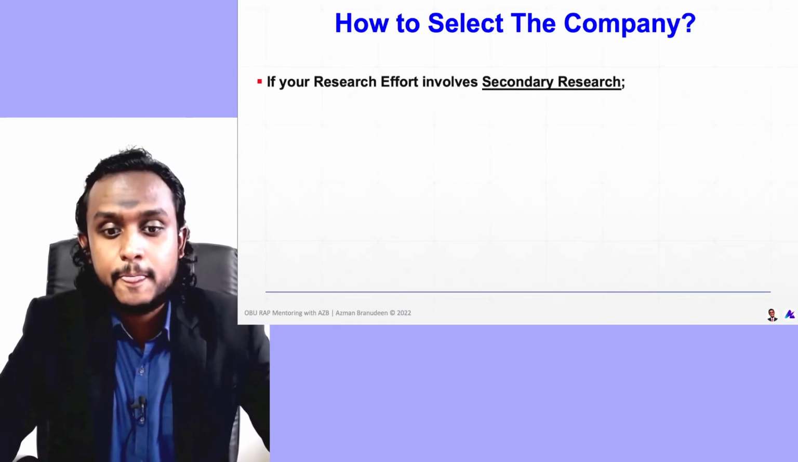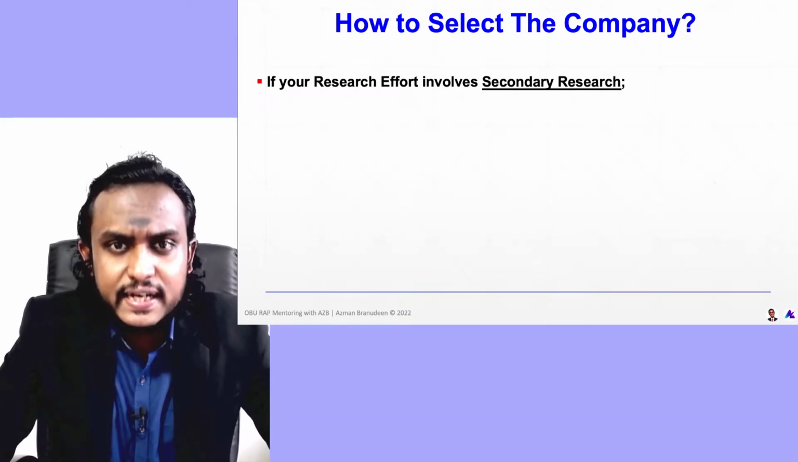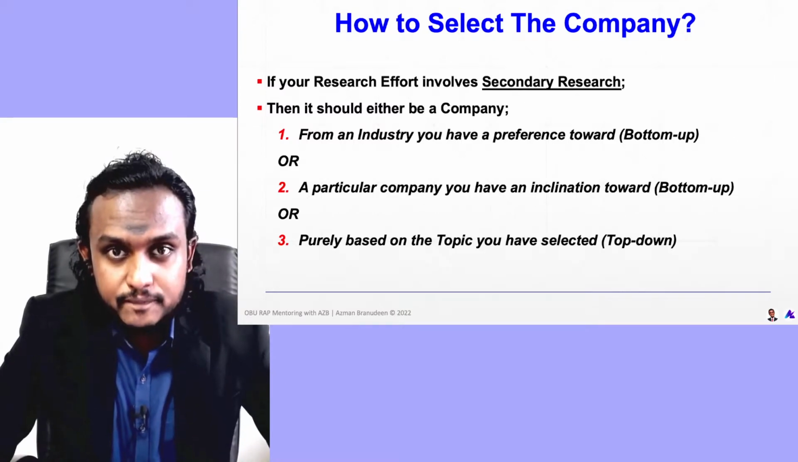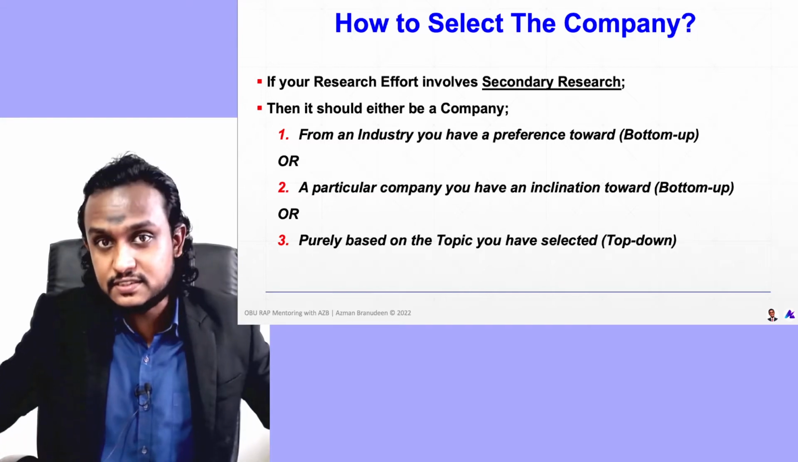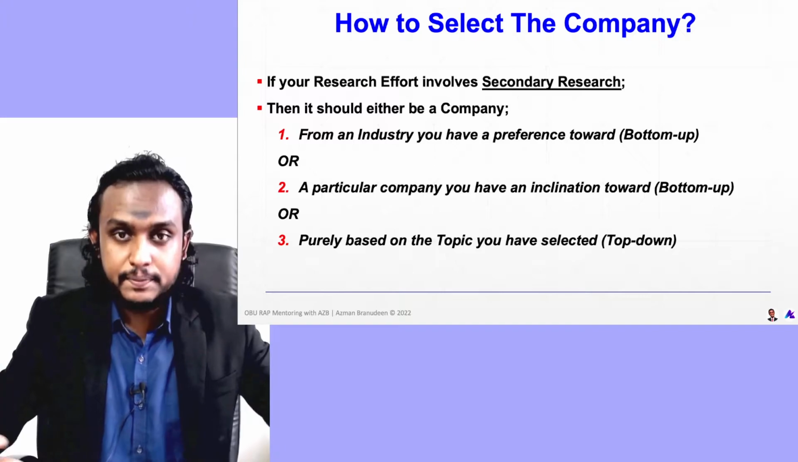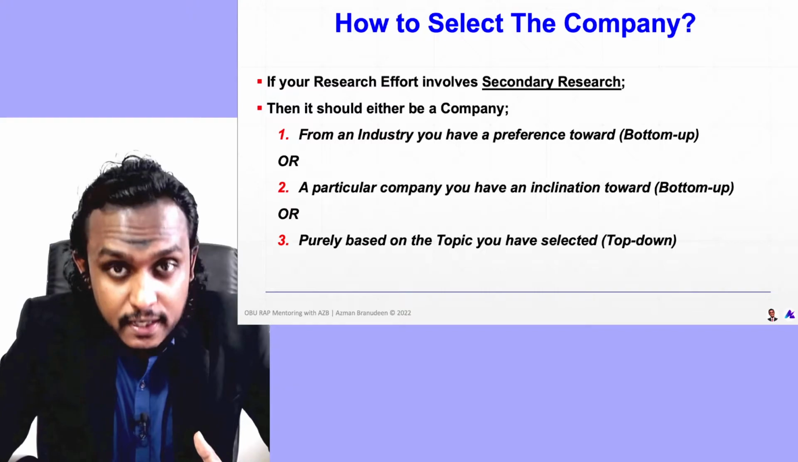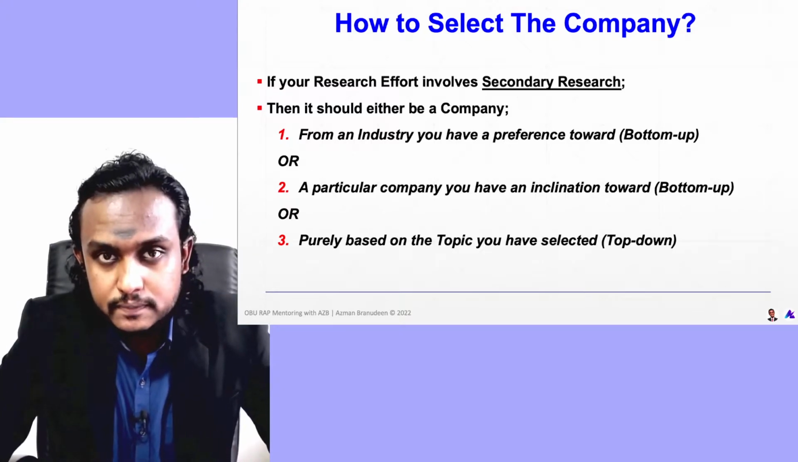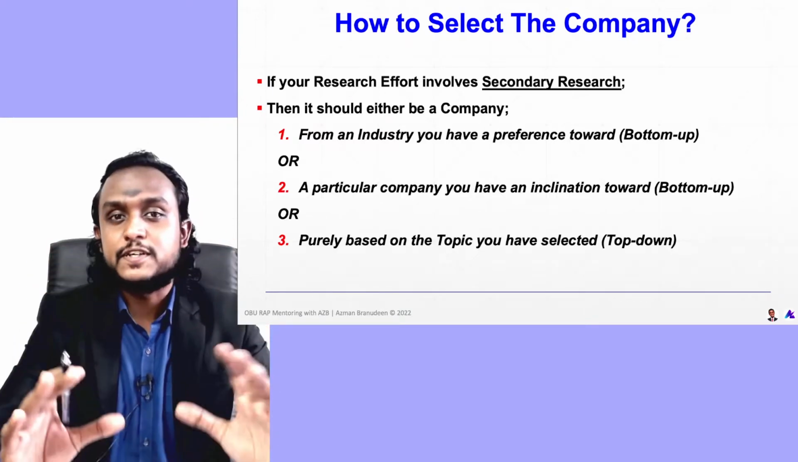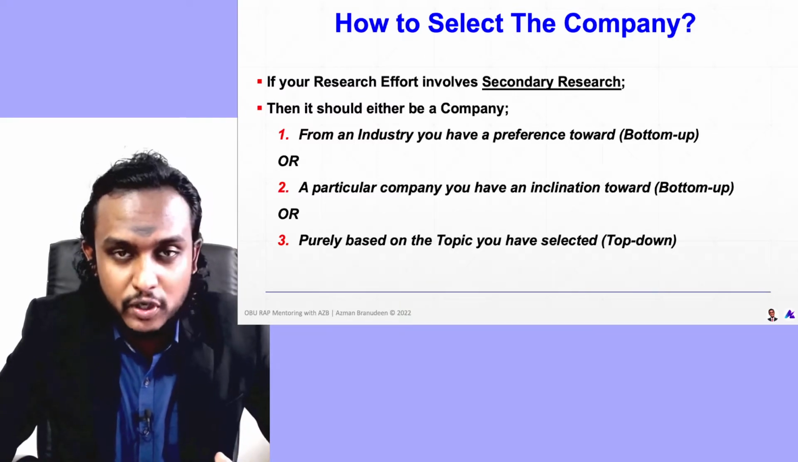And if your research effort is going to involve secondary research, this can lead to 3 scenarios. If your selection of the topic is related to secondary research, then that research should be done on a company, which is either, the first scenario, from an industry where you have a preference. An industry, not a company, but you're looking at it from an industry perspective. We consider this approach to be bottom-up. I'll explain why it's bottom-up as we go along.